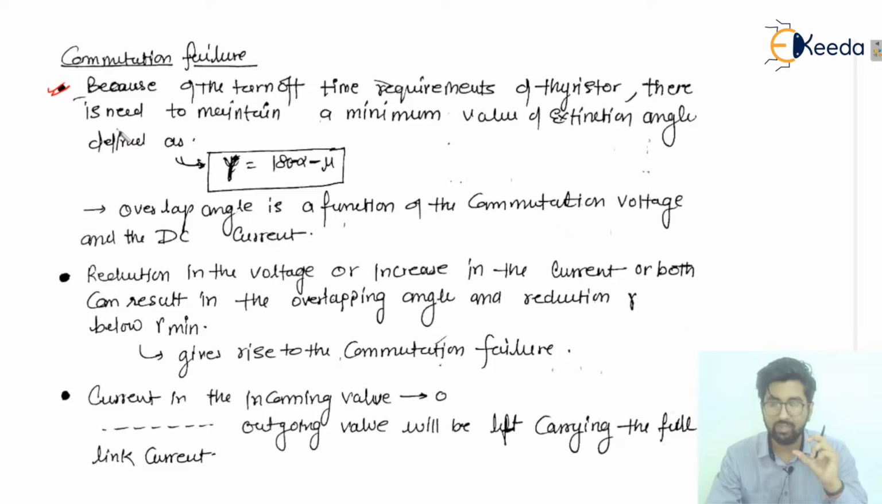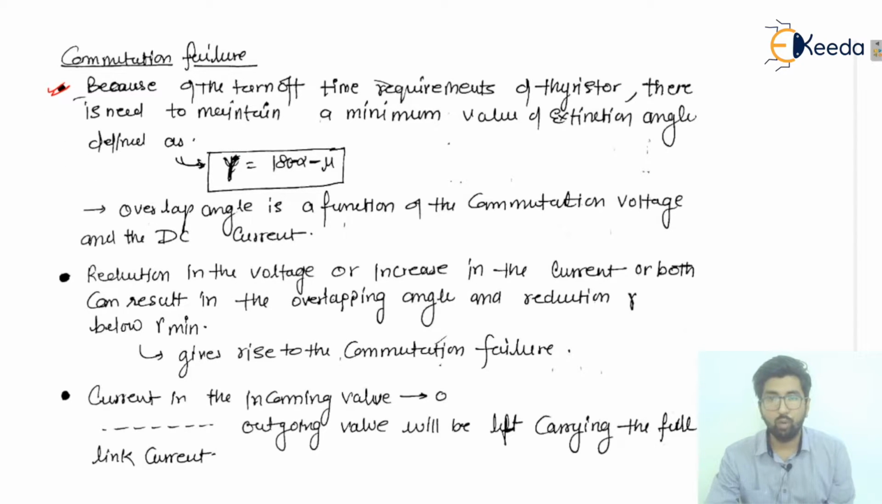So what is the gamma? That is the extinction angle. We have already discussed when it will be off in the reverse bias conditions, the gamma is equal to 180 minus alpha minus mu. Alpha is your firing angle, mu is your overlapping angle. This 180 is given, and this is the gamma. And we are also having the beta, that is another angle, the advance angle. Okay.